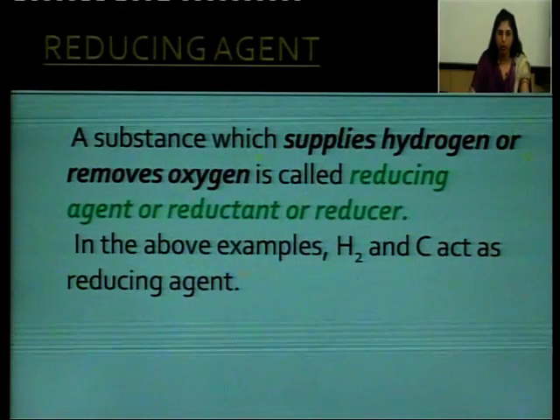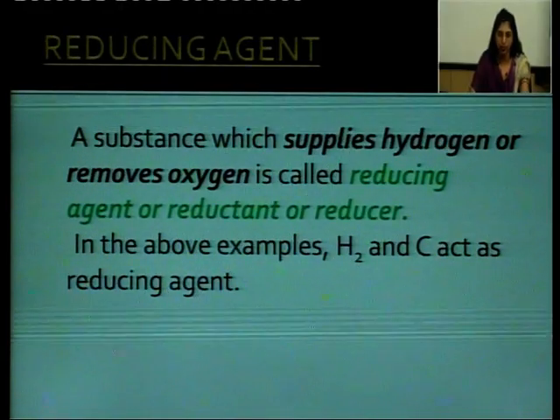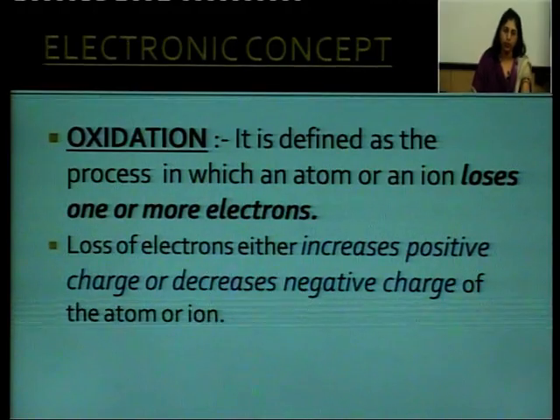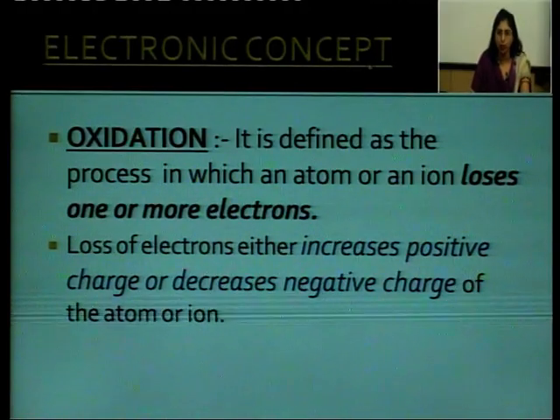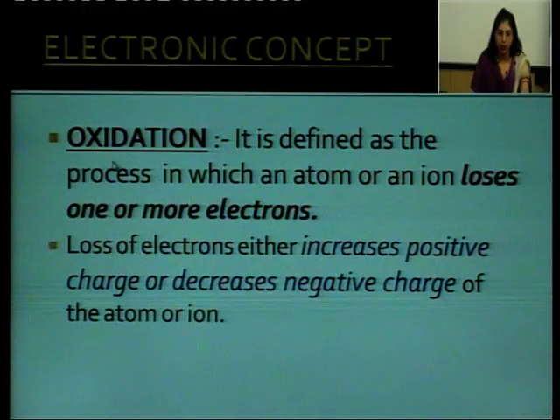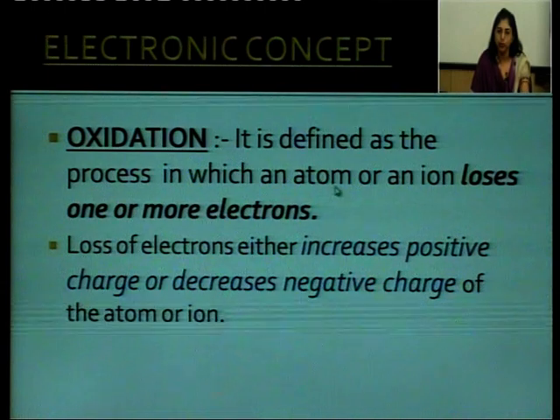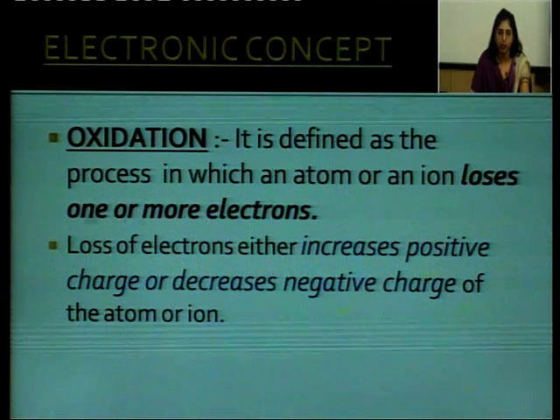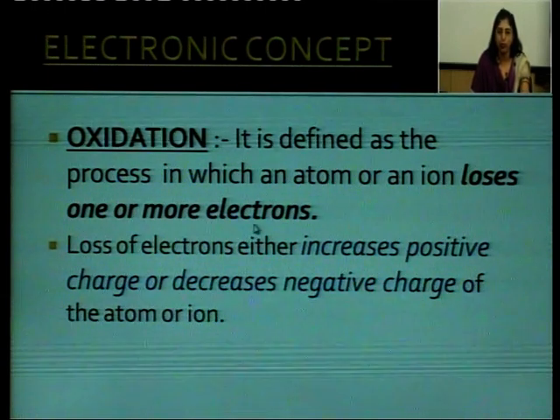So, this is all about classical concept. Next is electronic concept of oxidation and reduction. First, oxidation according to electronic concept. It is defined as the process in which an atom or ion loses one or more electrons.